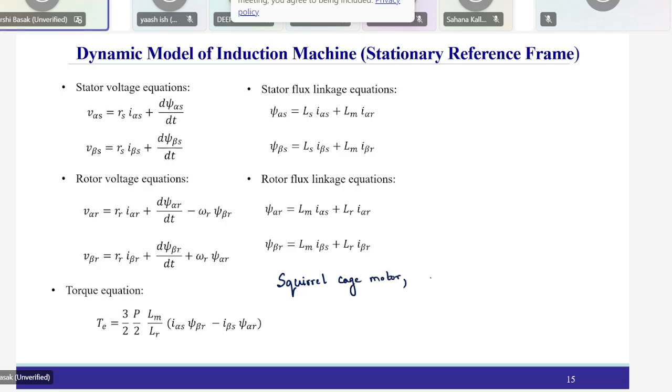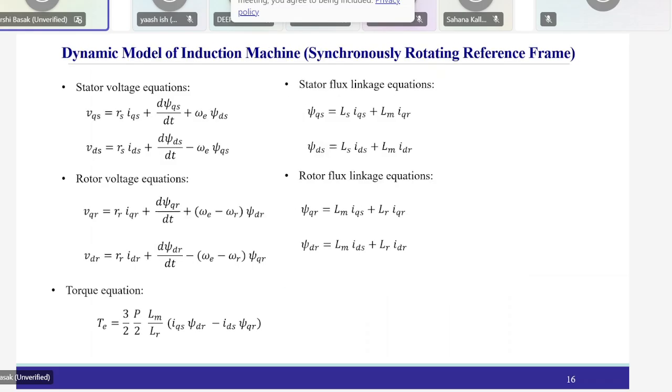the rotor is actually short circuited. This V alpha R and V beta R will be equal to 0. So this V alpha R and V beta R will become 0. So this will be nullified. Now you have the dynamic model of the induction machine.